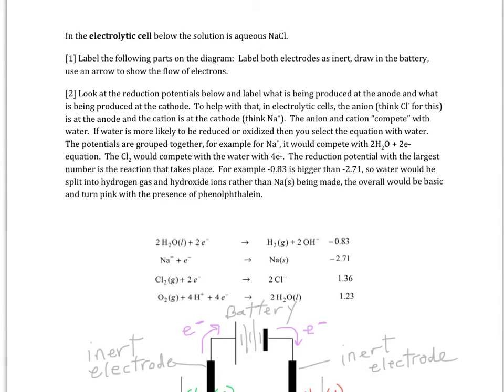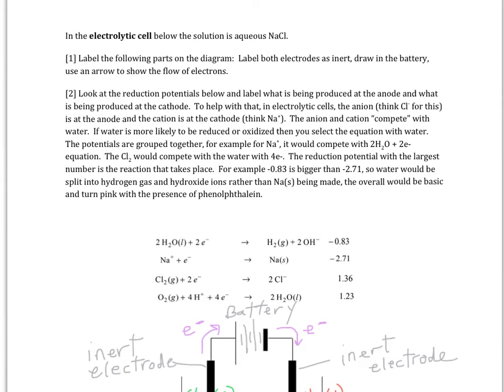Now we're going to look at an electrolytic cell, and again, we haven't learned much about these yet. We're just going to dive into it. They can be a little bit confusing. So on here I would like you to label the following parts on the diagram, both electrodes as inert, because having an inert electrode is an important thing in an electrolytic cell. If the electrodes are not inert, you have a whole other equation going on, but we'll learn that at another time. Draw in the battery and use an arrow to show the flow of electrons.